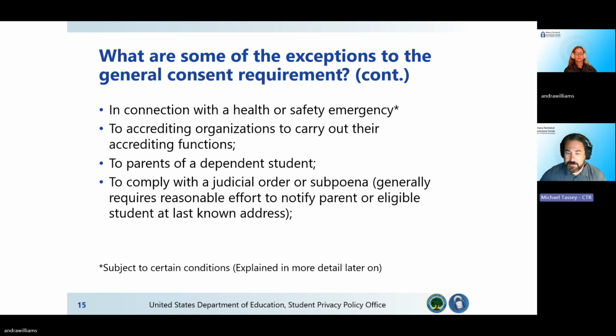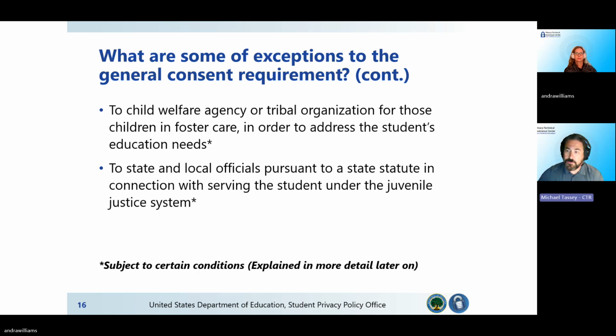So we've talked a little bit about the various exceptions. There's two more that we want to just briefly touch on. That is in situations where the child may be in the custody of a child welfare agency or tribal organization, for those who are in foster care, in order to address the student's education needs, or to state and local officials pursuant to a state statute in connection with serving the student under the juvenile justice system. And those are two of the outlier exceptions there as well, where there may be the ability to provide that information without consent under certain conditions.